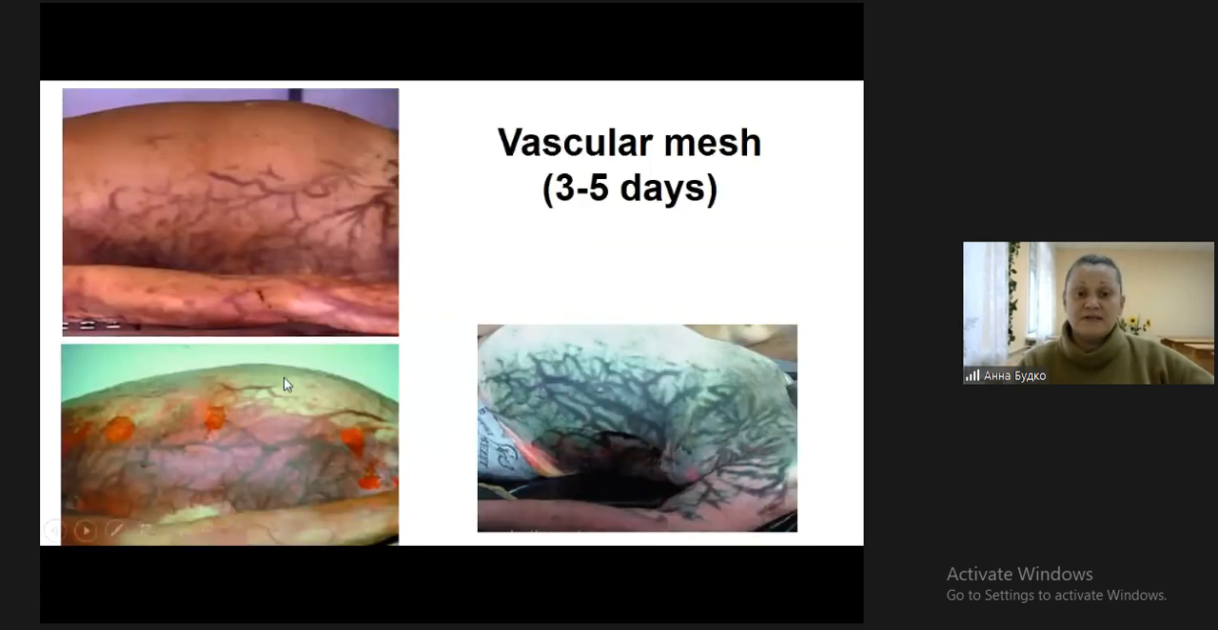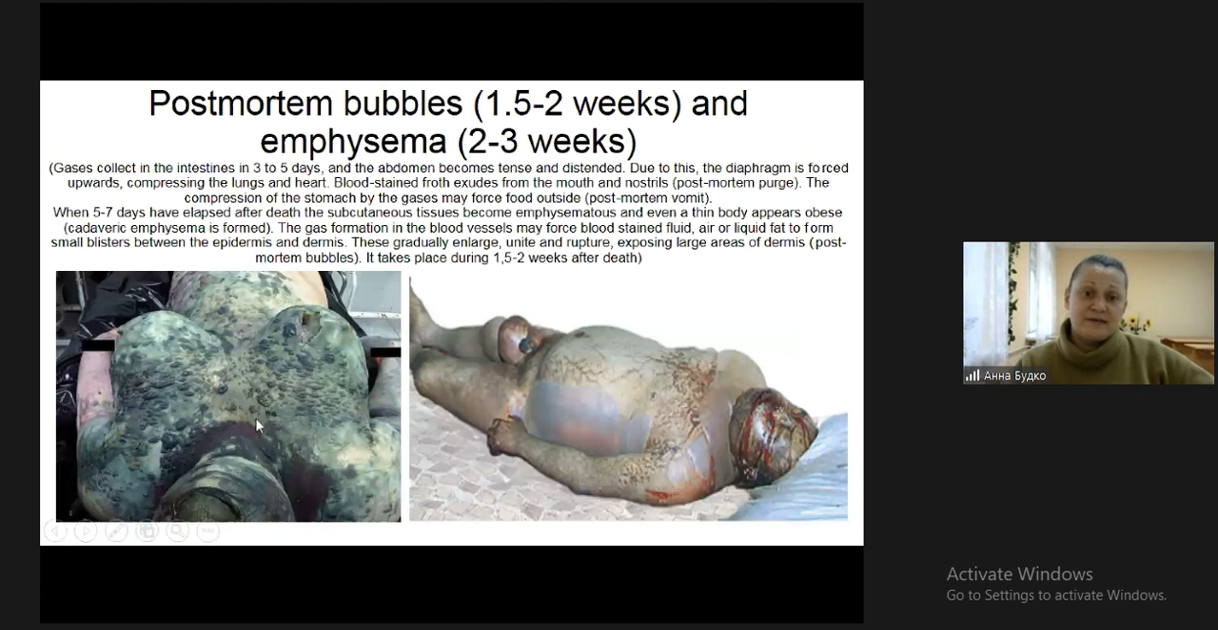Now look, you can see emphysema, cadaveric emphysema, because both the thorax cavity and the abdominal cavity have large size, and there you can see vascular mesh or veins of the neck. Bubbles stitch under the epidermis with lactate fluid with bad smell and black color. Next, gigantic body with postmortem vomit, postmortem bleeding due to emphysema.